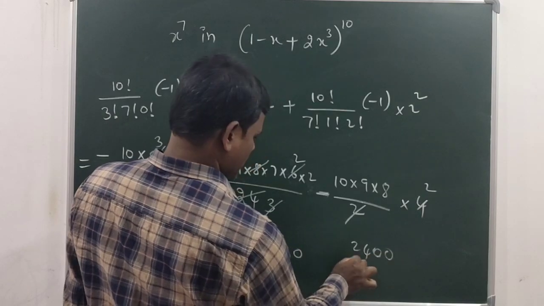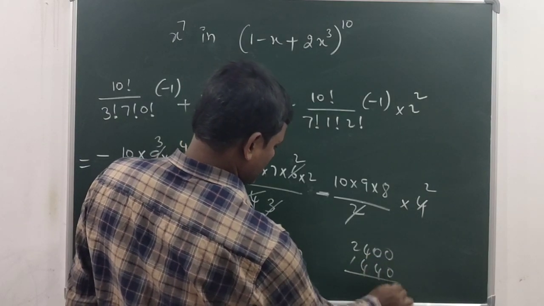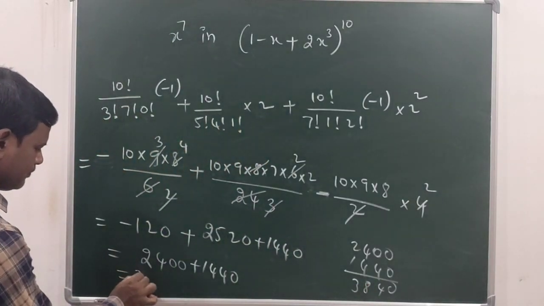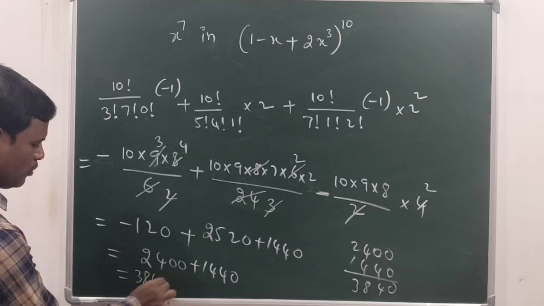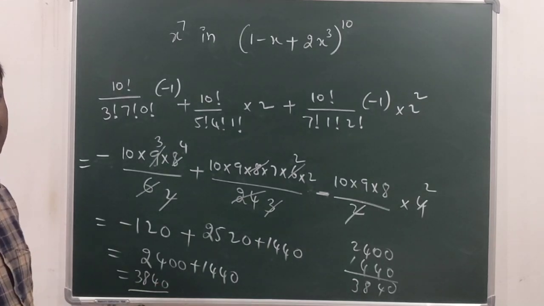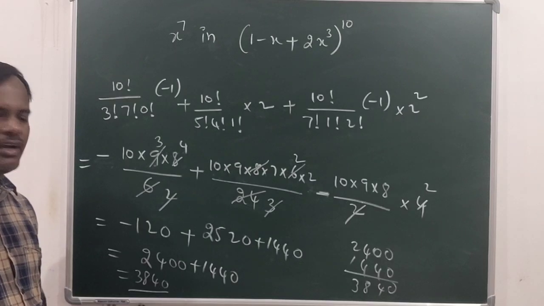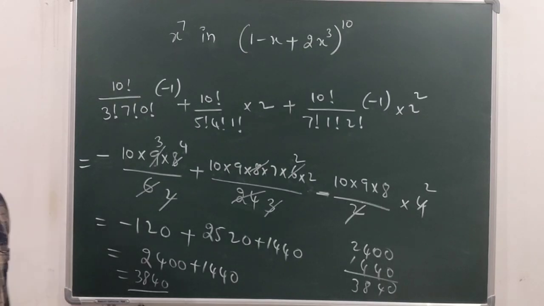2400, 1440, 3840. This is your required coefficient of x power 7 in that given trinomial. I hope you have understood this. Now let us go to one more application.